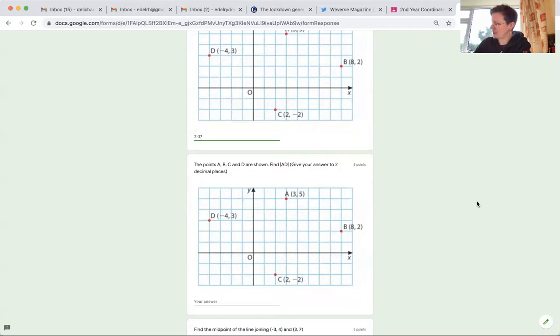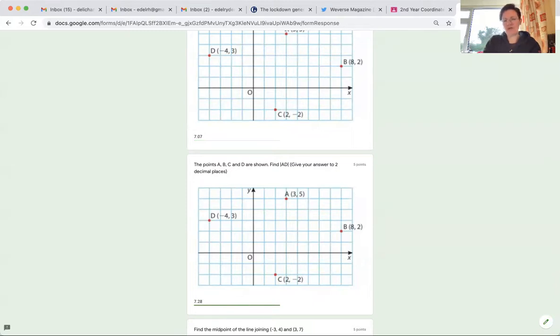That's 49 plus 4. Let me just double check that. It's the square root of 49 plus 4, which is the square root of 53. And that simplifies to 7.28. 7.28 was the answer here.